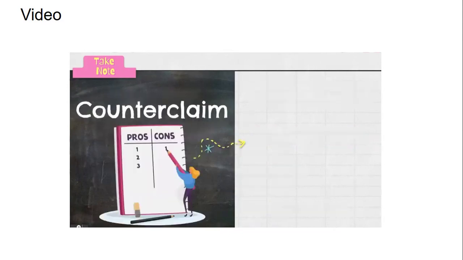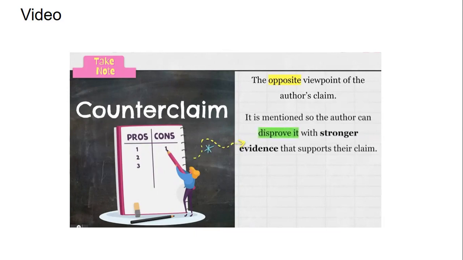A counterclaim, on the other hand, is the opposite viewpoint of the author's claim. So it's what the other side would say. It is mentioned so the author can disprove it with stronger evidence that supports their claim. So it might be something like spending that type of money on a sweatshirt is frivolous, especially if you're going to outgrow it. That would be an opposite viewpoint.